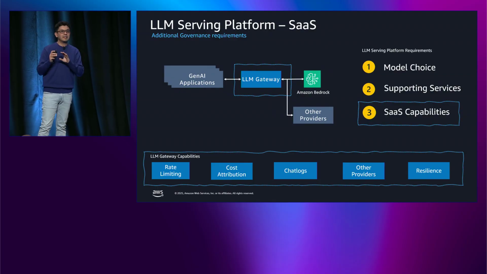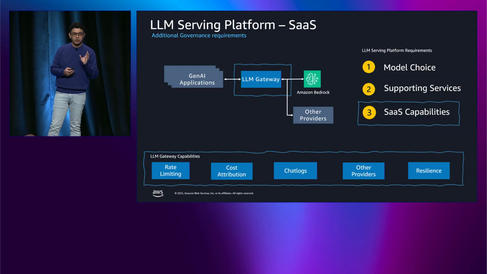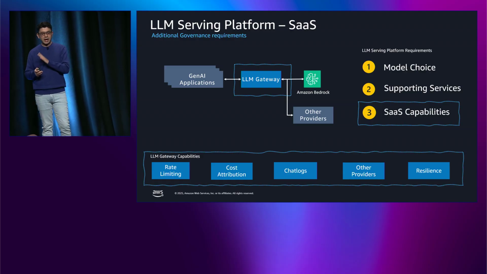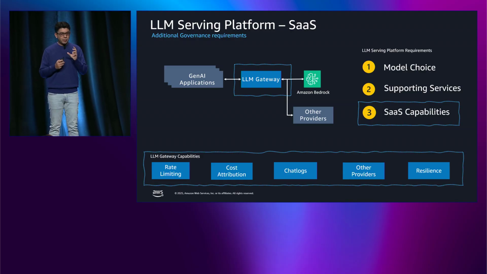Now let's move on to the next one. Here, let's add SaaS capabilities to the architecture that we have already built. If you pay attention here, we have introduced one block, the LLM gateway block, between your generative AI applications and Amazon Bedrock from the previous architecture that I presented. This LLM gateway block will introduce the SaaS-like capabilities. Again, let's take a look at this with an example.